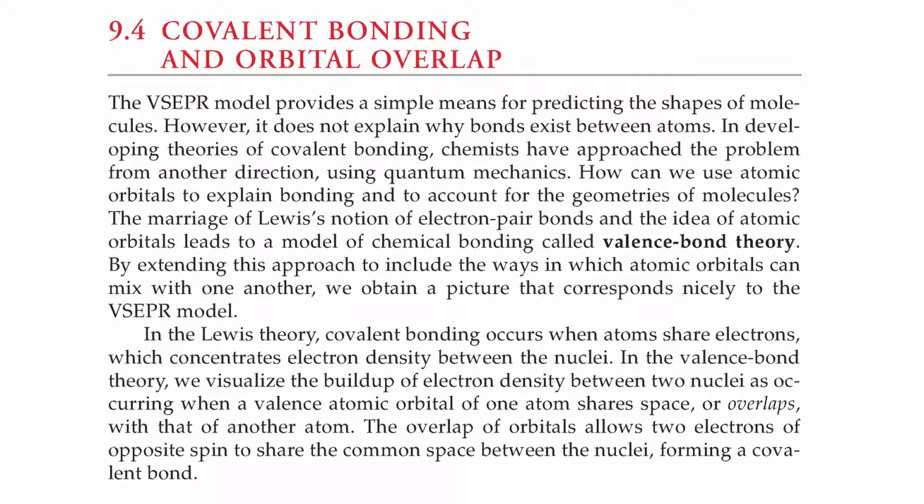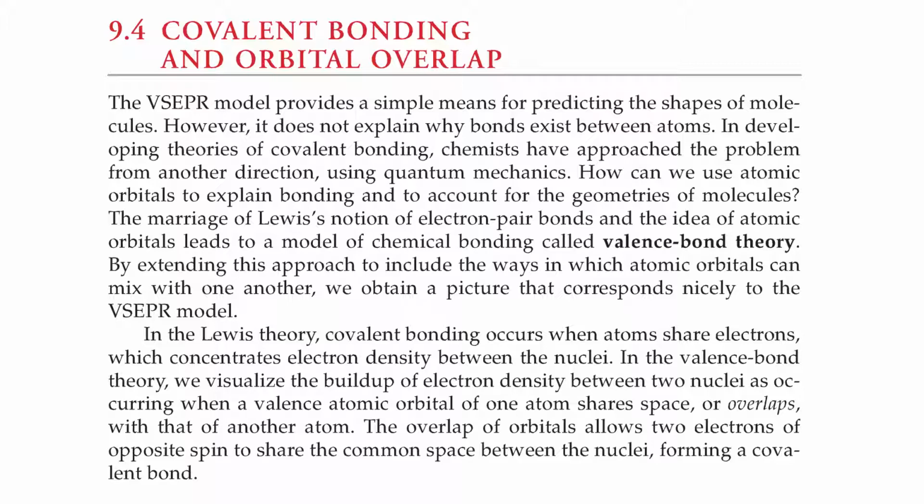Section 9.4, Covalent Bonding and Orbital Overlap. The VSEPR model provides a simple means for predicting the shapes of molecules. However, it does not explain why bonds exist between atoms. In developing theories of covalent bonding, chemists have approached the problem from another direction using quantum mechanics. How can we use atomic orbitals to explain bonding and to account for the geometries of the molecules?